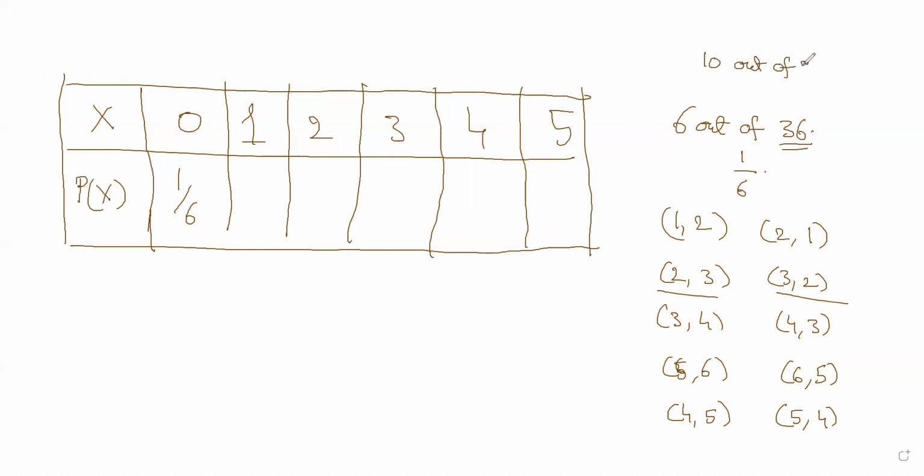So it will be 10 by 36. Let's cancel: 2 fives are 10 and 2 eighteens are 36. So 5 by 18. Okay. Now the next one. Second, how many cases do you get the difference 2?